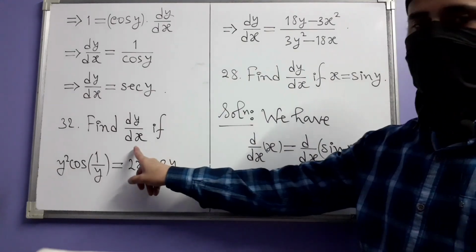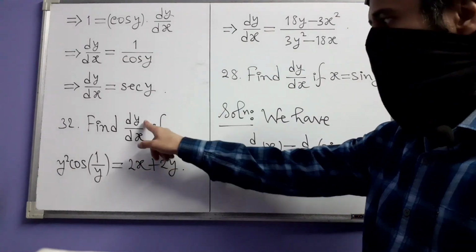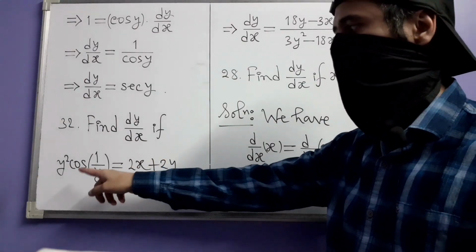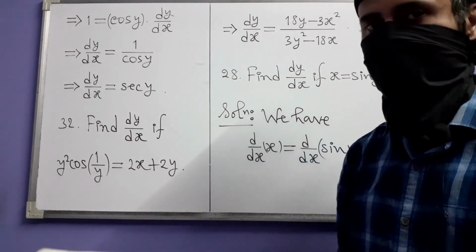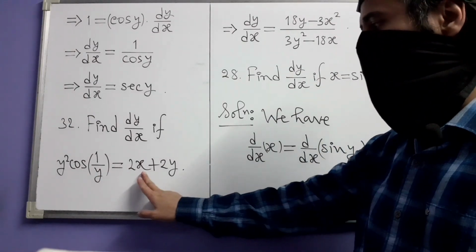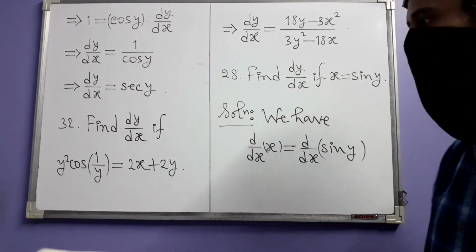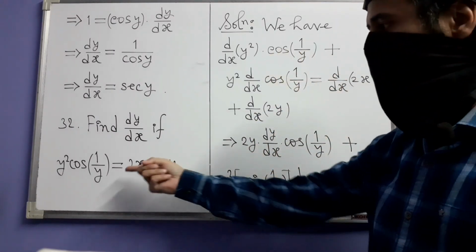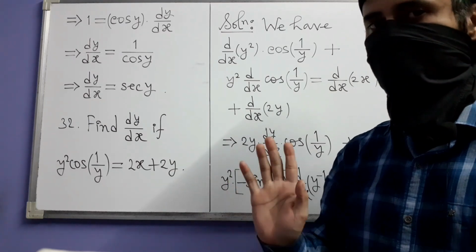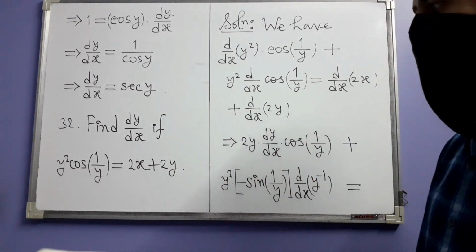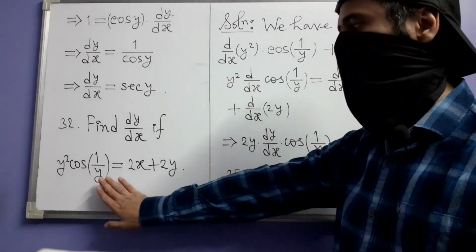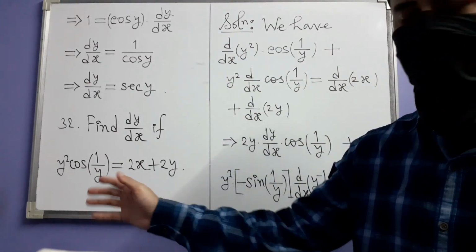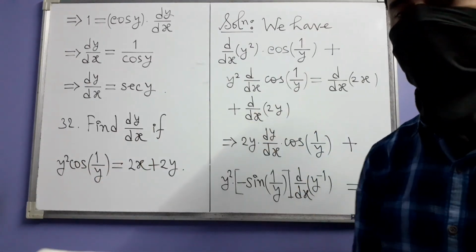Next, let us consider number 32. Again we have to find dy/dx, but now from this equation: y squared times cosine of 1 divided by y is equal to 2x plus 2y. So we straight away again differentiate both sides of this equation implicitly with respect to x. You will find a little difficulty differentiating the left hand side because there is no x, only expressions involving y.